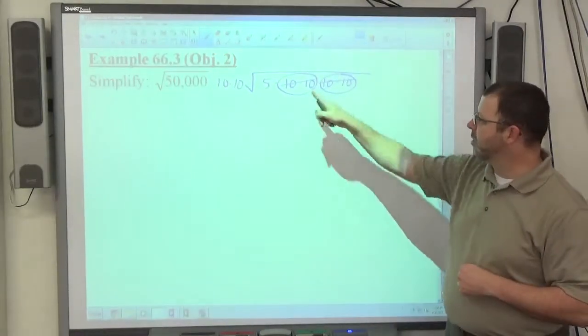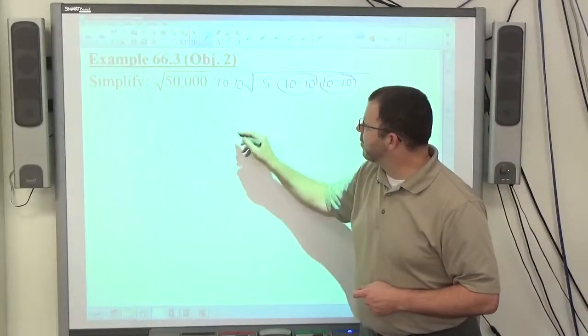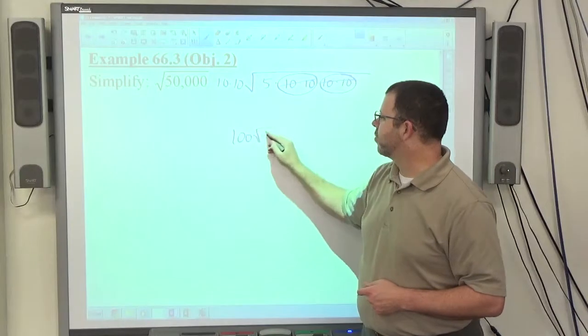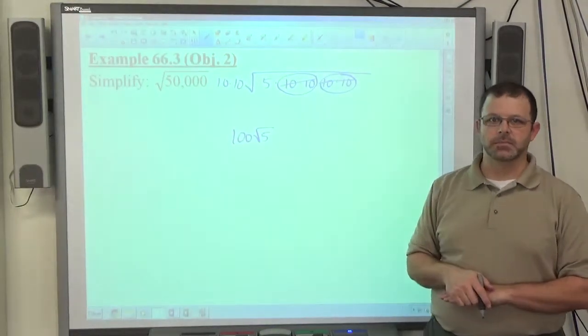So it's easier just to go down to this level, and we're going to go even easier than that in a second. 10 times 10 is 100 outside, square root of 5. Right. That works 100% of the time.